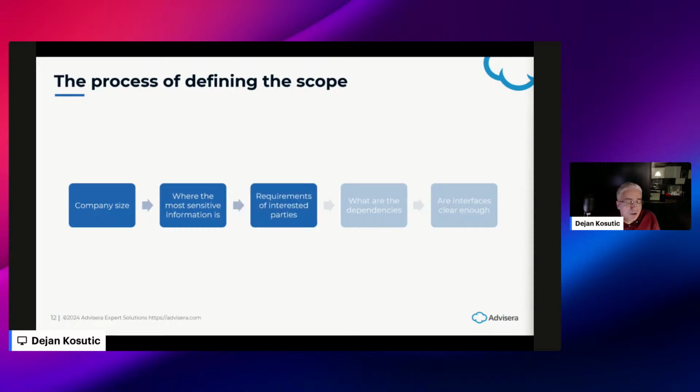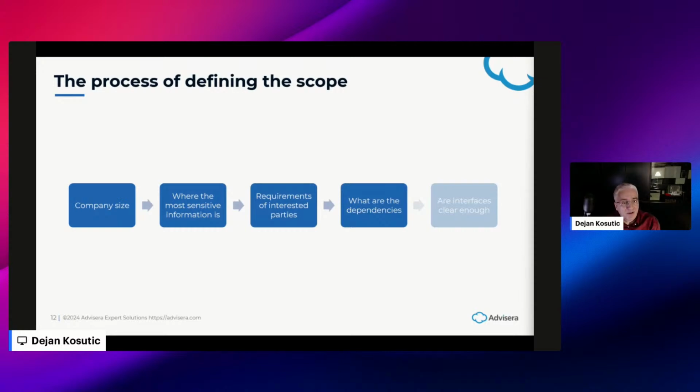So anyway, the second step is really to focus on where the most sensitive information is, and the third step is to see what the requirements of interested parties are. As I already explained, you analyze what your interested parties require. For example, let's say you have a client who specifically wants your software development department to be certified. Then you will have to include at least the software development department and potentially something else as well. And then find out what these dependencies are.